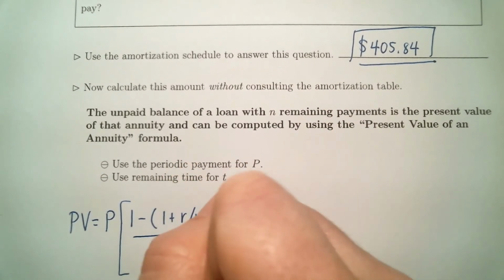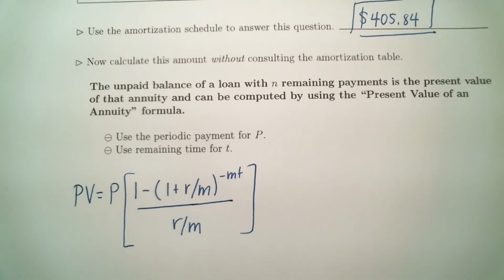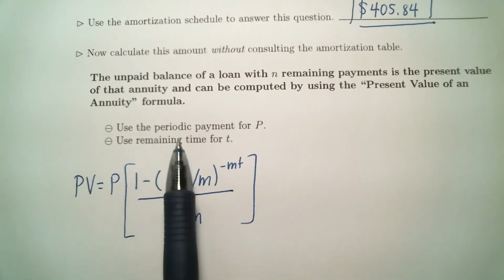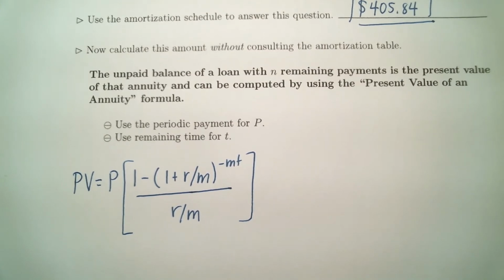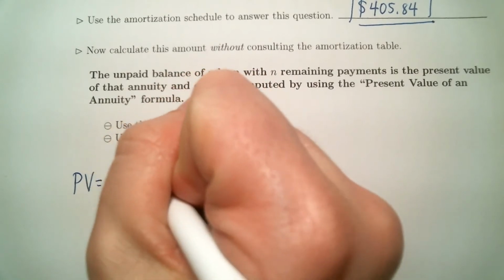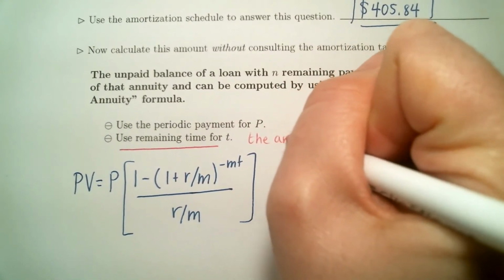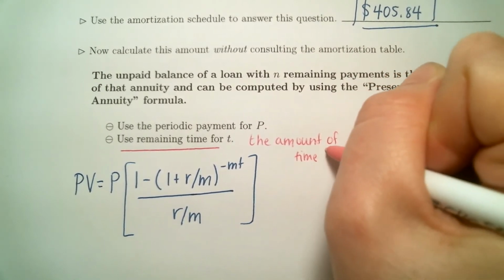This is the formula you're going to want to use. There's a couple of bullet points associated with this. P is going to be the periodic payment that you're making to pay off the loan. And the big thing that you've got to remember when you're doing unpaid balance is that you have to use remaining time, the amount of time that is left. You cannot forget to do that.